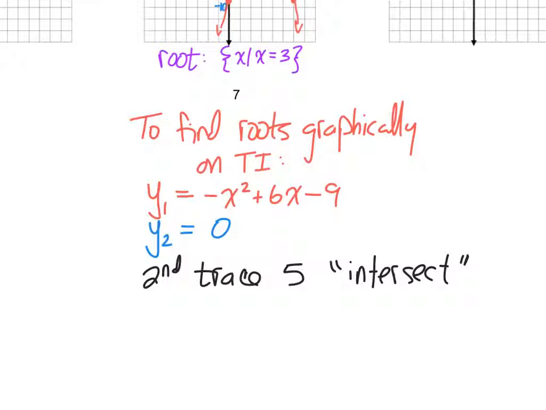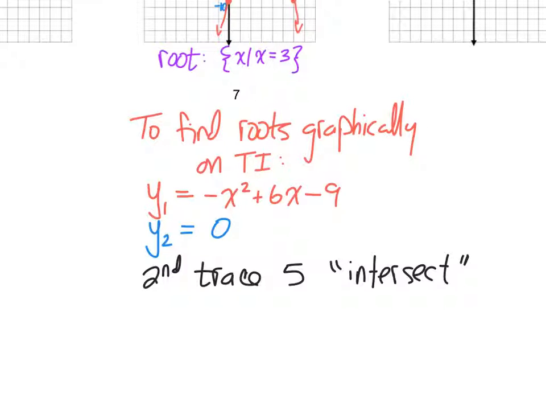Yeah, so let me take it from scratch here. The y1 equation should be the original function. y2 should be 0. Go to the graph, hit second trace 5. Okay, there we go. Hit enter to verify that it's the first curve, then hit enter to verify that it's the line y equals 0. Then it asks you for a guess, which doesn't seem very mathematical, but there's a rationale behind that. We'll talk about that down the line. All that's telling you to do is to get as close to the x-intercept as you can, and then hit enter a third time.